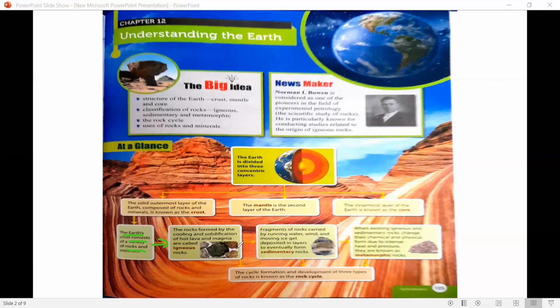Fragments of rocks carried by running water, wind, and moving ice get decomposed and settle down in layers as sediments. So that is what is called sedimentary rock.